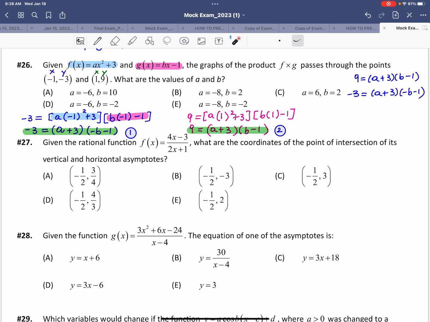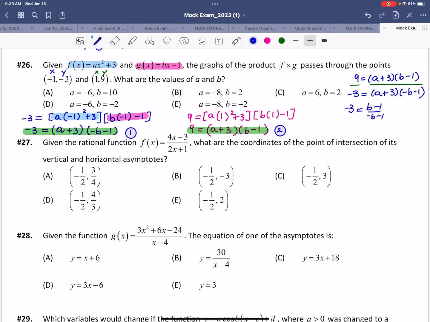In order to eliminate one of the variables, it would be easier in this case if we divided the two equations. If you divide the two equations, then we can simplify a plus 3, and that will eliminate the variable a. So therefore, we're going to have 9 divided by negative 3 equals a plus 3 times b minus 1 divided by a plus 3 times negative b minus 1. So here we go again. We have 9 over negative 3 equals, a plus 3 simplifies, and we have b minus 1 over negative b minus 1 here.